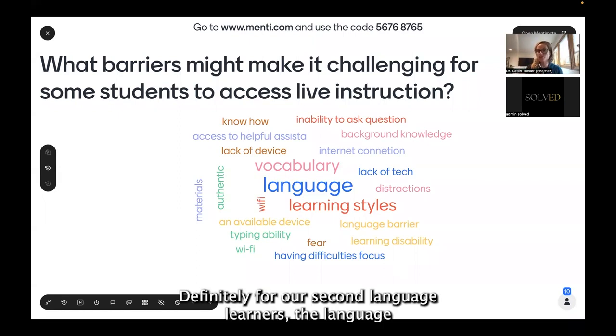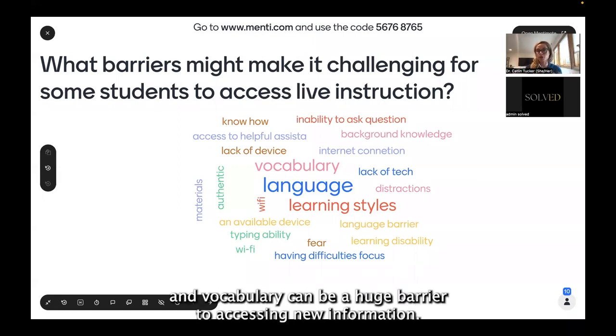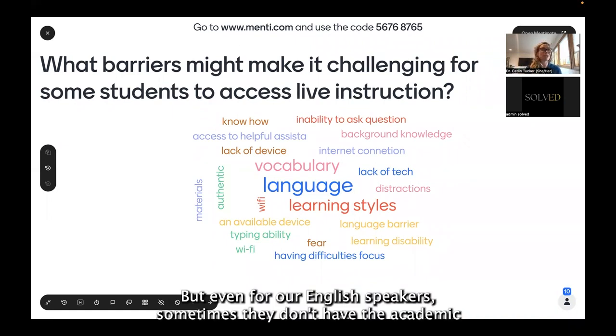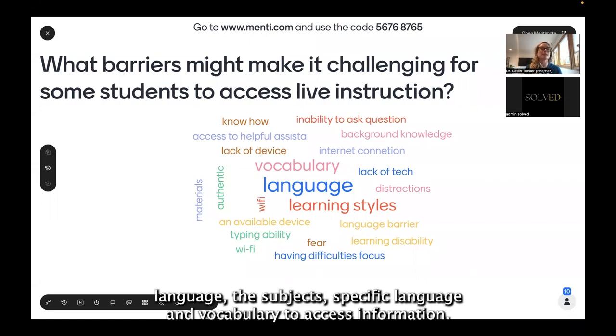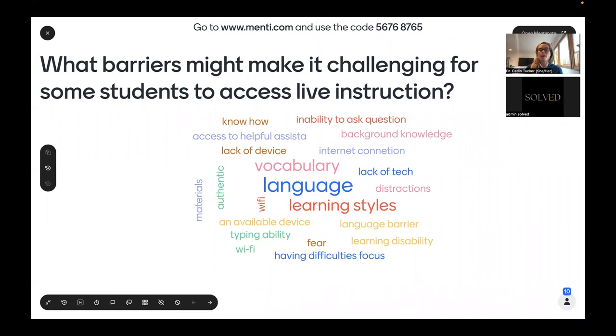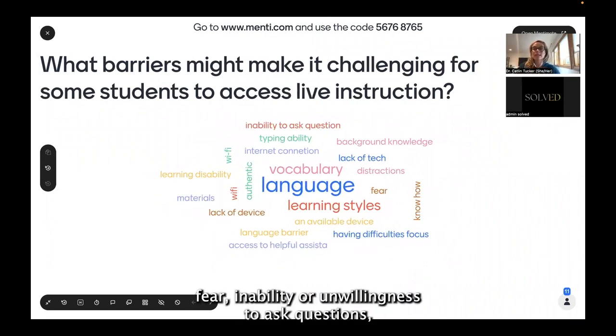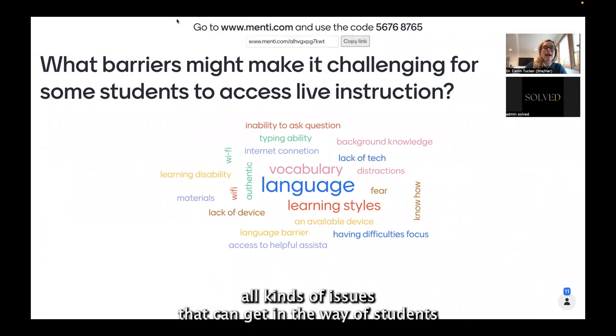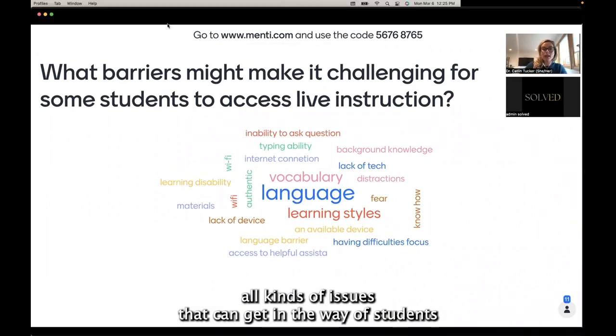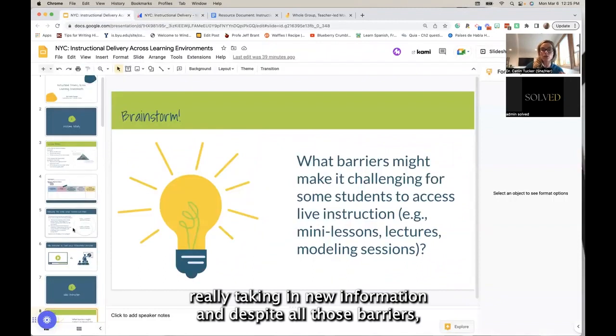Definitely for our second language learners, the language and vocabulary can be a huge barrier to accessing new information. But even for our English speakers, sometimes they don't have the academic language, the subject-specific language and vocabulary to access information. We have things like learning styles, learning disabilities, inability to focus, insufficient background knowledge, fear, inability or unwillingness to ask questions, all kinds of issues that can get in the way of students really taking in new information.